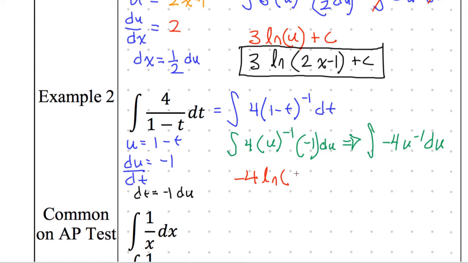And instead of putting a u, you were right to say natural log of u. Let's go ahead and just skip that step. U was 1 minus t. We'll put that in right now, 1 minus t. And don't forget your C. Plus c. Yep.